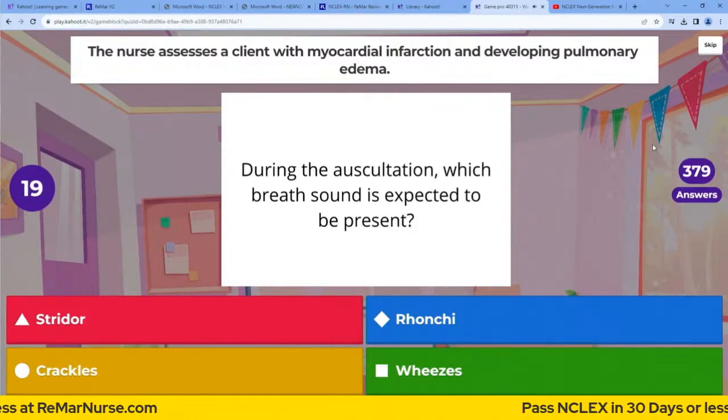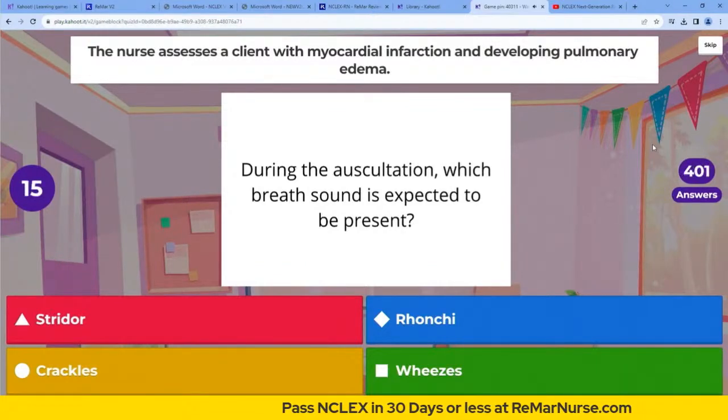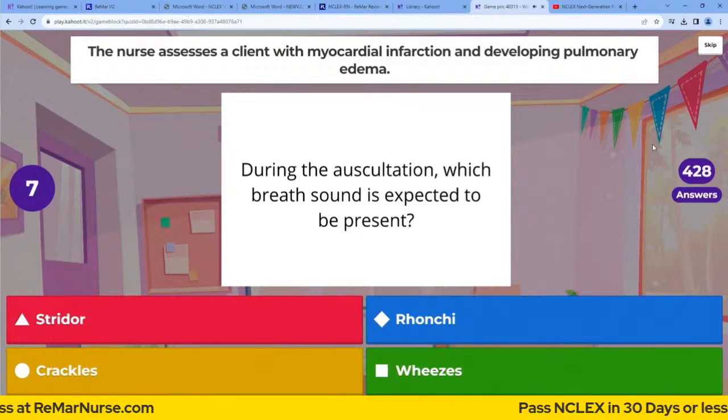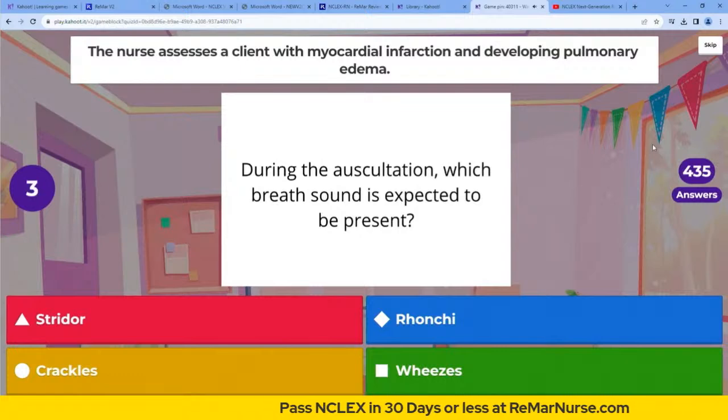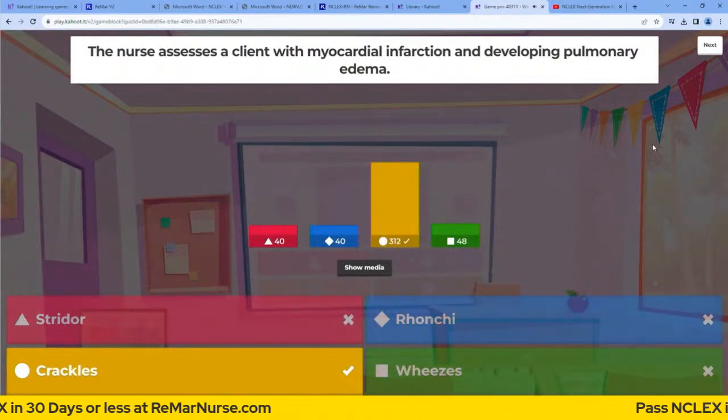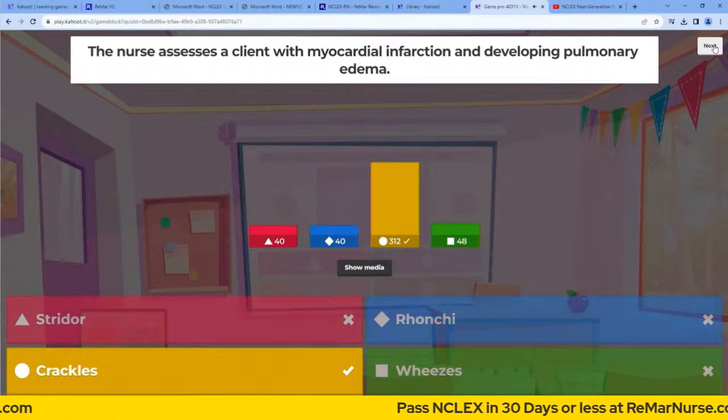This is a simple question if you know content. You absolutely want to get this question on your NCLEX exam because this is an easy pass. And if you get this one right, you know your pulmonary edema, congestive heart failure information. Correct answer is easy, yellow, crackles. If you didn't get this one right, you need to review congestive heart failure.